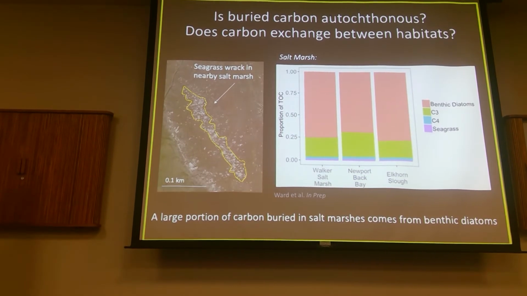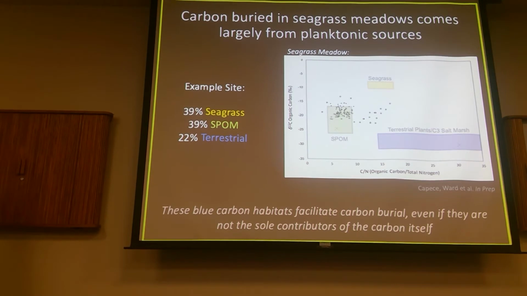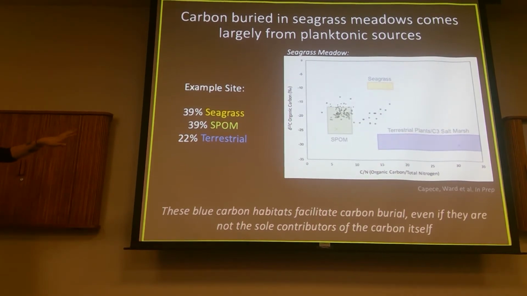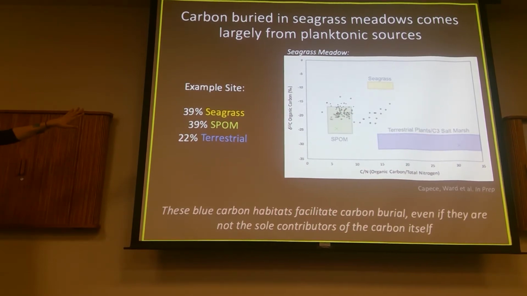We also did the same thing in the seagrass meadow, and this is a similar finding essentially. In this case, about 40% of the carbon buried in seagrass meadow sediment was seagrass itself, and 40% was SPOM, phytoplankton, diatoms, similar signal, and then 22% terrestrial in one of these sites.